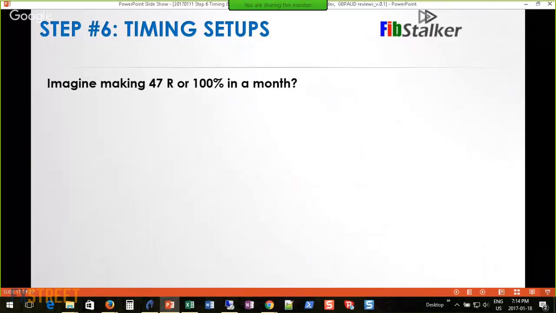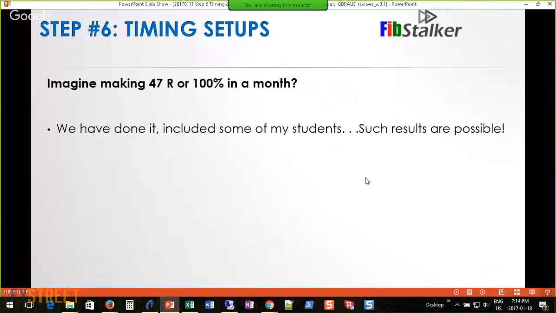Let's look at step 6. Imagine making 47 units of risk in gain, or 100% in a month. Well, that's happened to two different students I have. 47 R was generated in August 2016, and 100% on the account was generated in October 2016. So we've done it, including, as I mentioned, some of my students.